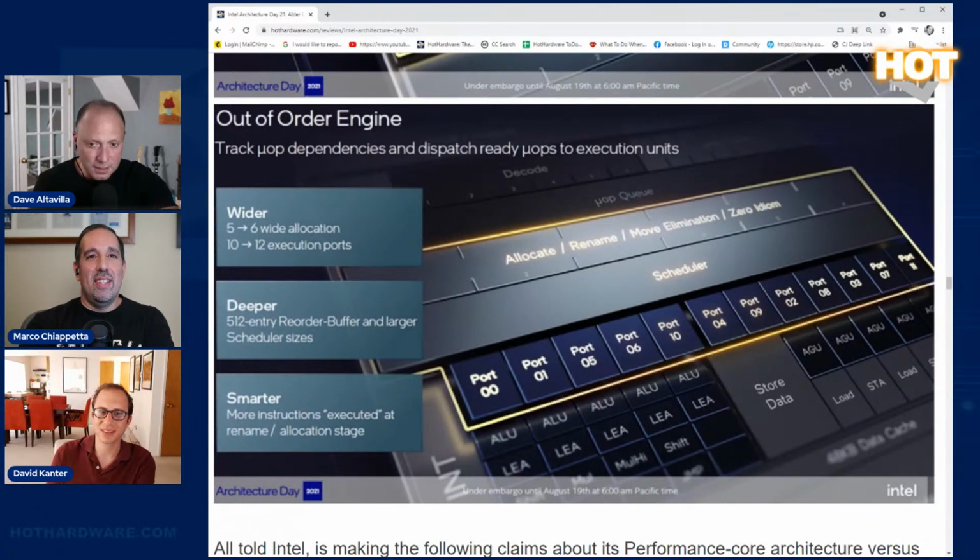But if you look at this slide, what's interesting here is they're saying how it's wider, how it's deeper. So we got 5 to 6 wider allocation, 10 to 12 wider execution ports, so allocation units, execution ports. What are your thoughts, Dave? It looks like they're saying how it's wider, deeper, smarter, at least.